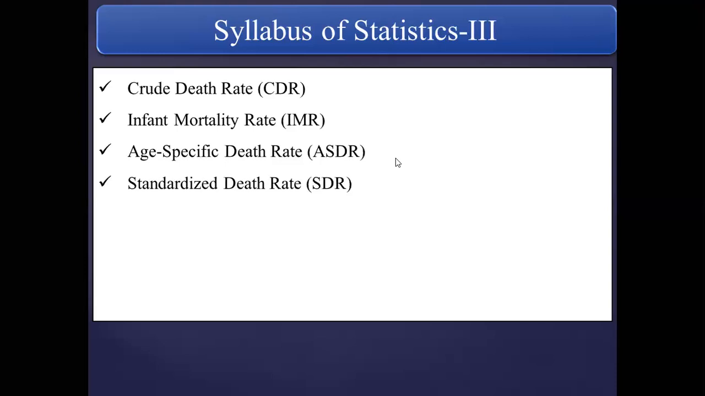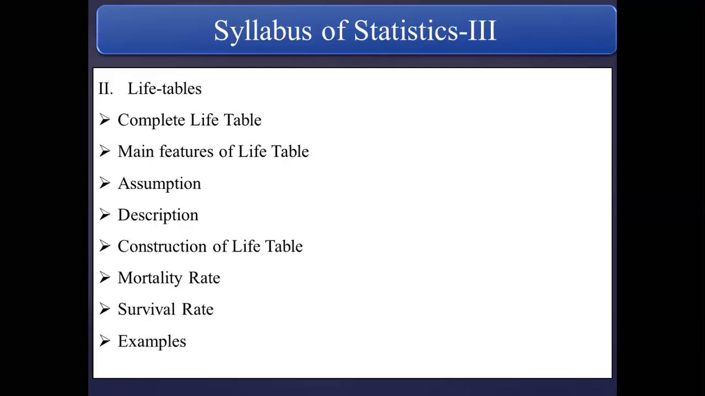So we will see this also in chapter number 3, and the weightage of chapter number 3 is 40%. That means you will get 20 marks. Okay, now another part of this chapter is life tables. In the life table, we will see how you can find a complete life table. Now, what does complete life table mean?